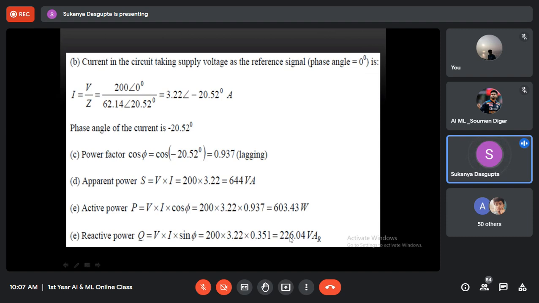Okay, so this is the value of reactive power, 226.04 volt ampere reactive. So we'll directly write VAR. This R is not suffix. We'll write VAR. R stands for reactive power. Okay, and the unit of active power is watt. So either you will write 603.43 watt or you will write 0.60343 kilowatt.